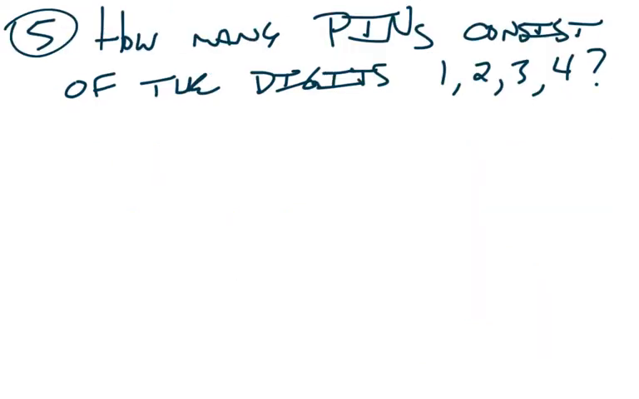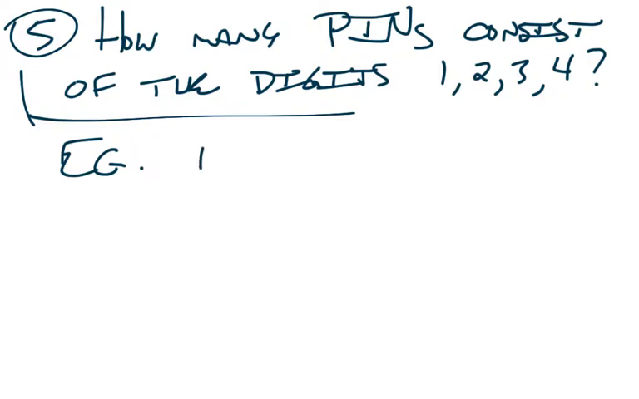Okay, how many pins consist of the digits 1, 2, 3, 4? And here I mean all 4 of those digits have to be present. All right, so for example, the pin 1, 2, 3, 4 is an example of one of these. The pin 2, 3, 1, 4 is an example of one of these.